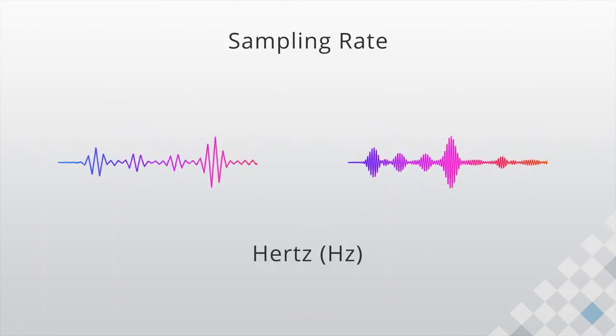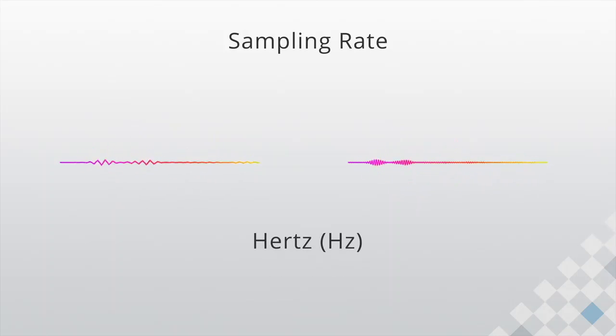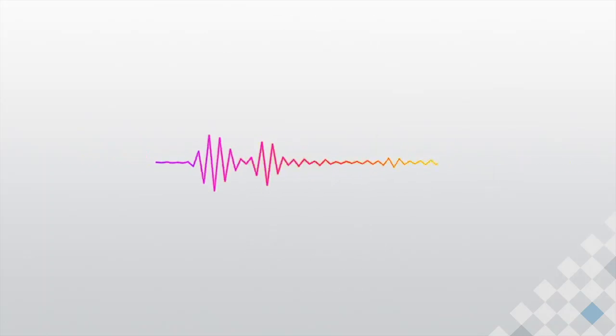Another setting that will influence sound quality is the sampling rate, or how many samples are taken each second. This rate is expressed in hertz. A sampling rate of 1,000 samples per second is 1,000 hertz or 1 kilohertz. Higher sampling rates have better quality but require more storage space.